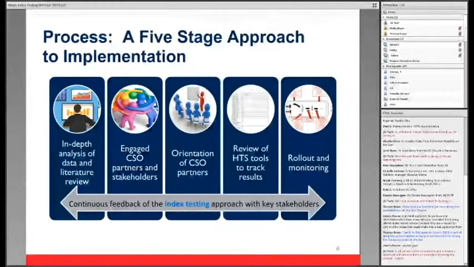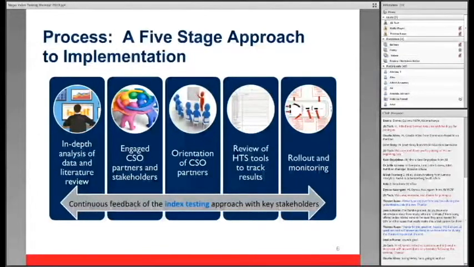Now, in terms of our approach, we have had a 5-stage analysis of data, engagement of the civil society partners, indigenous organizations or KP-led organizations, and trying to understand what we can do in terms of index testing and other approaches to improve yield. We conducted orientation of organizations and integrated these orientations and training into the activities and approaches that were being used by the civil society organizations.